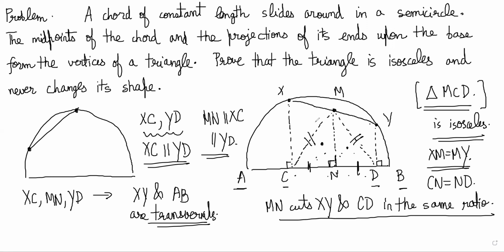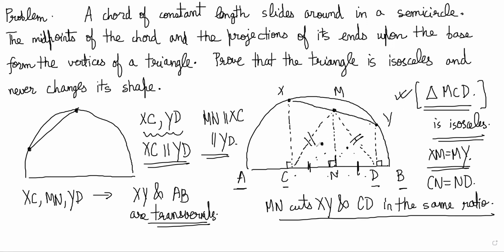So think about what we have used to prove this. We have basically said that the three lines are parallel, so the ratio in which they cut the two transversals will be the same. So therefore, N is the midpoint of CD. And if N is the midpoint of CD, the triangle MCN and the triangle MND will be congruent triangles by SAS congruency. And therefore, MC is equal to MD and the triangle is isosceles.